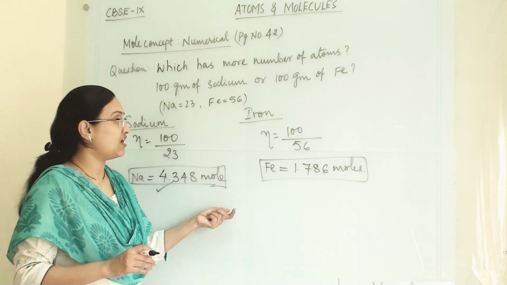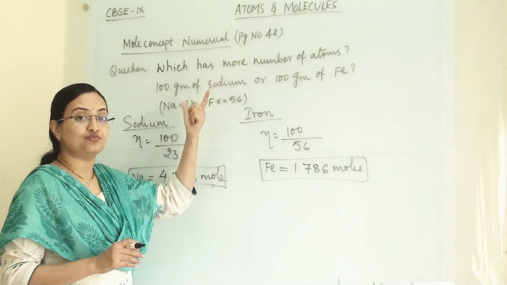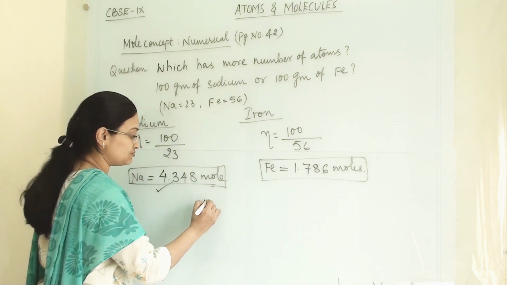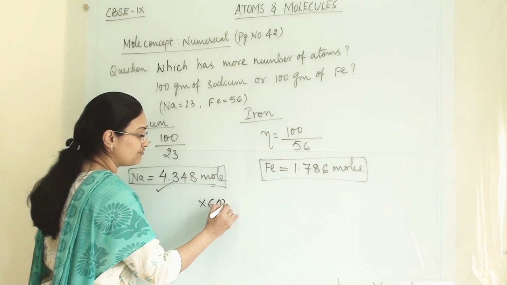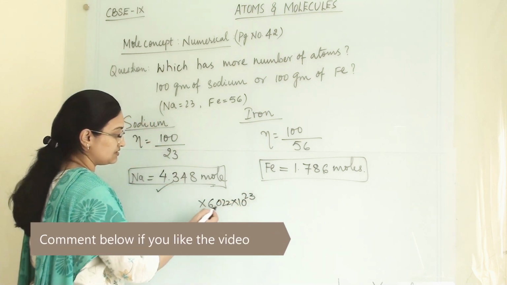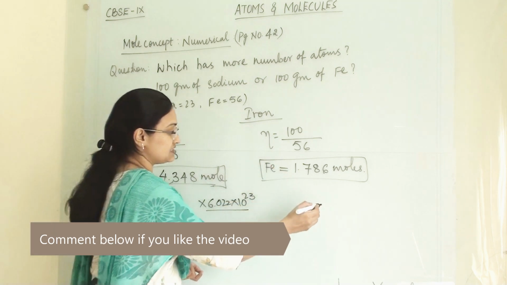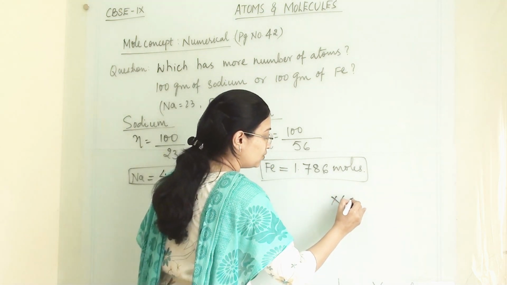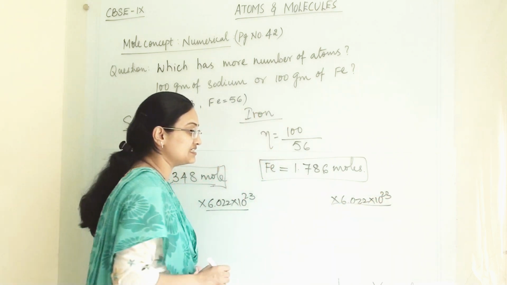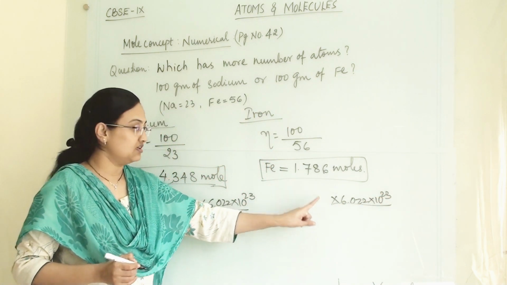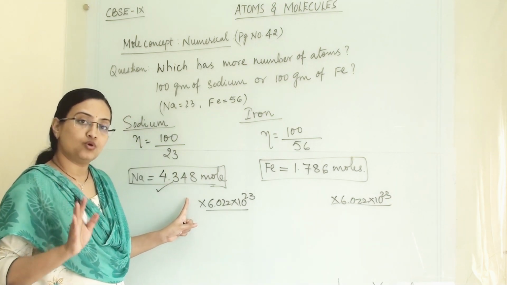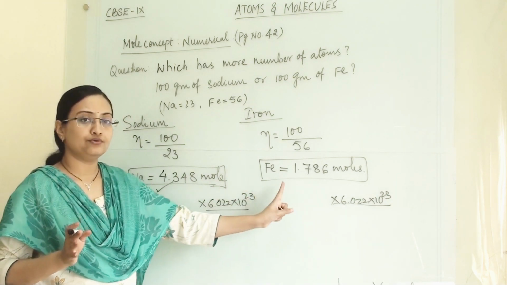And if they have asked how many atoms will be present in that, then simply you have to multiply the moles with Avogadro number. So this multiplied with this and this multiplied with this, only when they have asked how many atoms are present. Otherwise, this will be the final answer, that sodium has more number of atoms compared to iron.